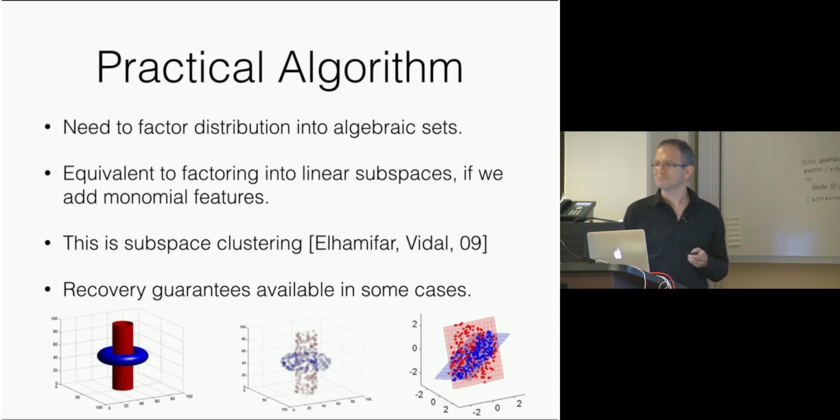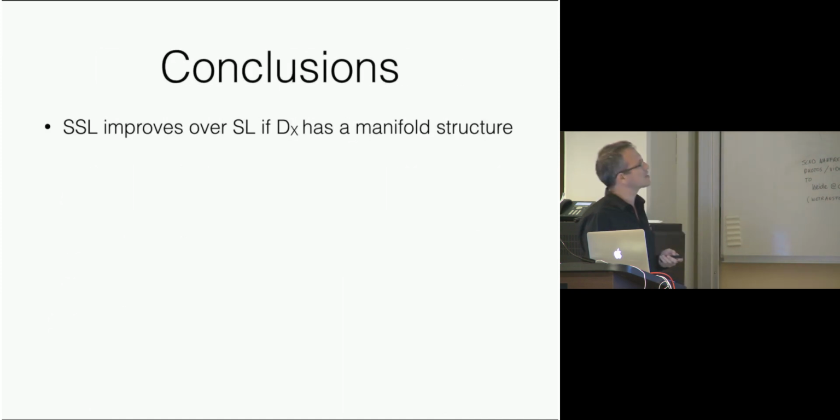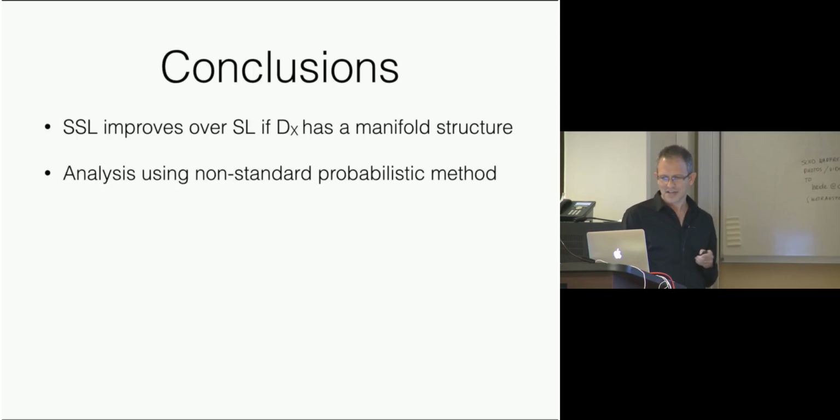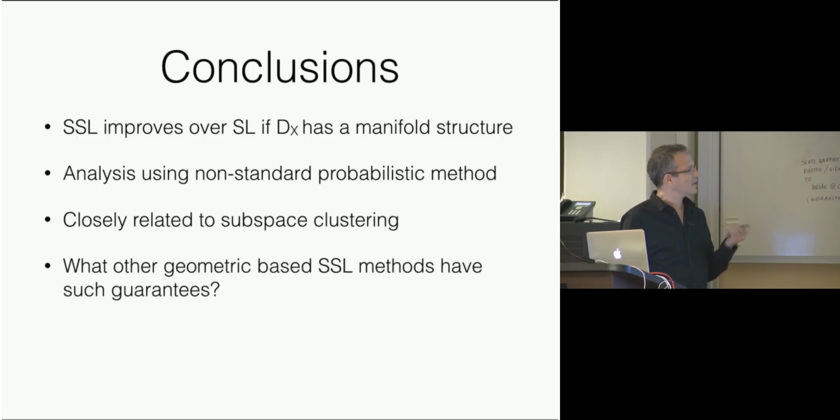Okay. All right. So there's a way of doing this practically using subspace clustering, so we can actually implement this algorithm efficiently. So basically, the conclusion is that SSL improves over SL for manifold structure. The analysis is pretty tricky, and it's practical. And open questions are what other geometric-based settings have the same property. So, thank you.